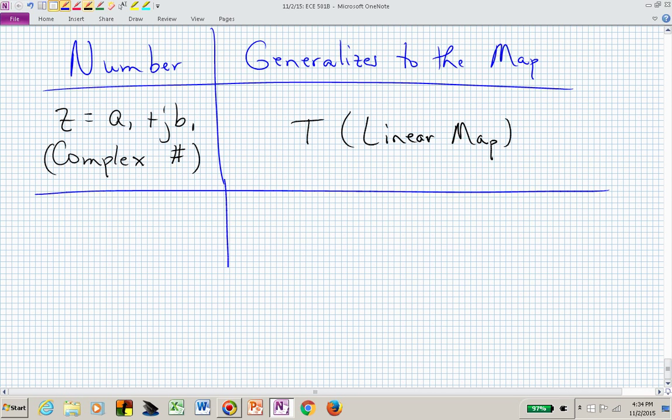But what if we now looked at the complex conjugate of that same complex number? We now have a1 minus jb1. If z was a linear map, what's z star? What did we just conclude that was equal to? That's now T dagger, isn't it? That's the adjoint map.